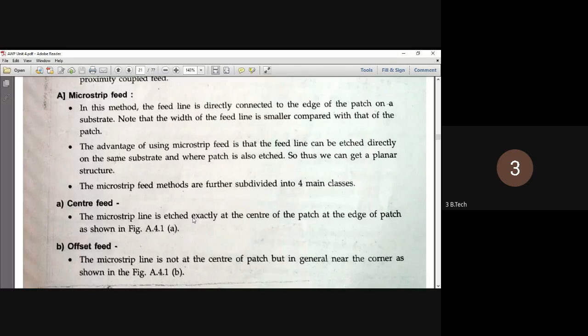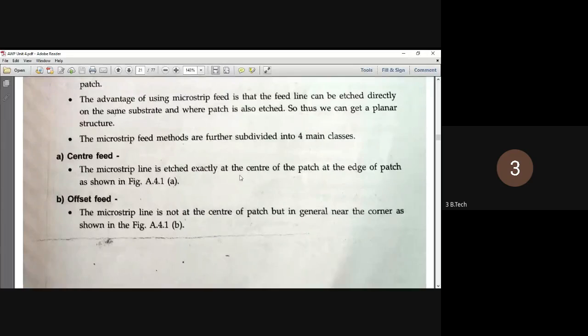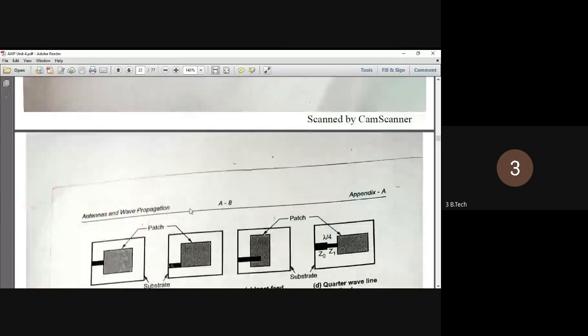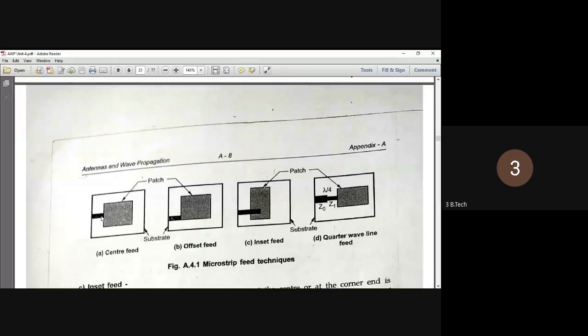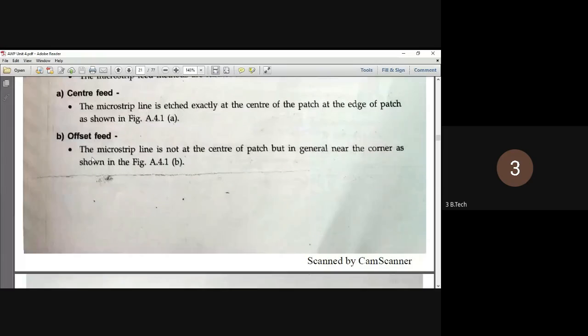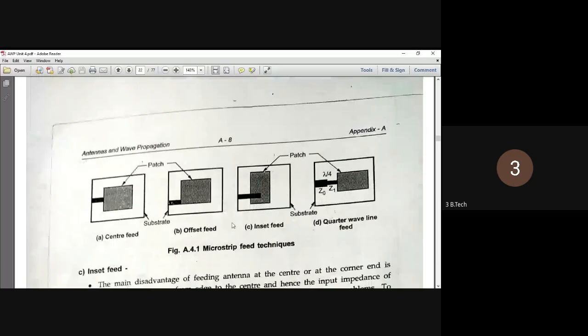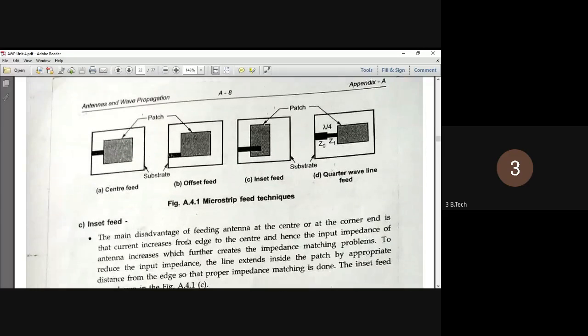The advantage of microstrip line feed is it can be etched directly on the same substrate where the patch is also etched. Center feed means the microstrip line is etched exactly at the center of the patch, at the edge of the patch. Look, directly etched at the center of the patch. Offset feed means the microstrip line is not at the center of the patch but generally at the corner, here at the corner. Next, inset feed.